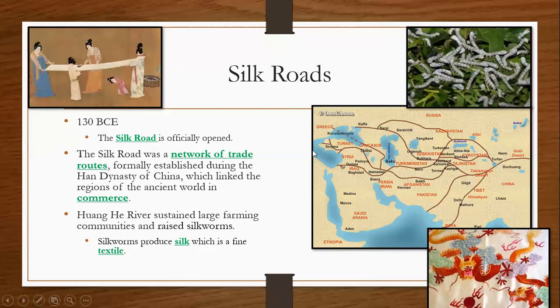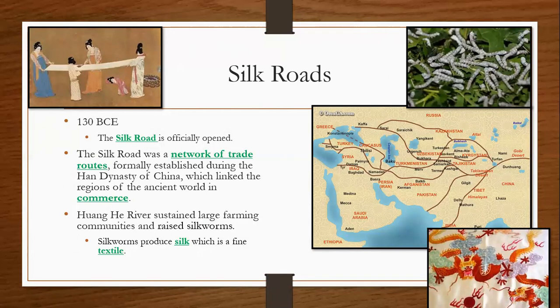So this is how we get a lot of trade between China and Europe over the next 1,000, 2,000 years of human history. Parts of it are still used today as roadways for commerce. Now, it's called the Silk Roads because of silk. Silkworms produce silk, which is a very fine thread that is woven into very soft and luxurious cloth that can be made into very expensive clothing.